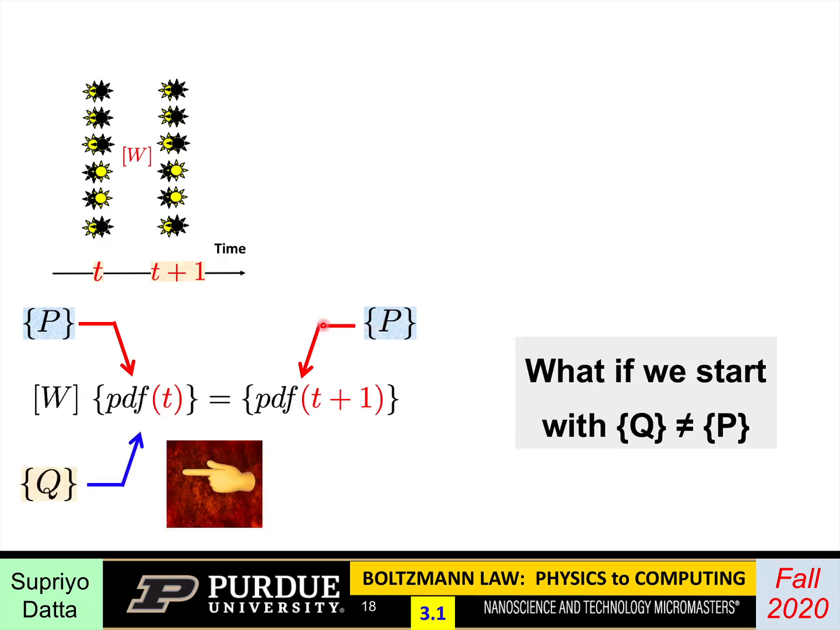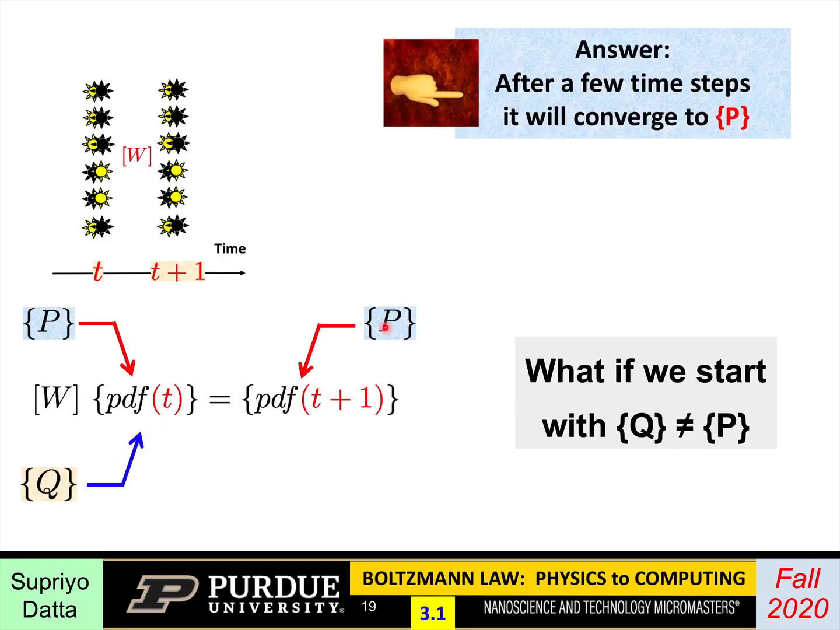Now what if initially at time t, the distribution was something else? I'll call that Q. It's not equal to P, something else. Well, the answer is that after a few time steps, and we'll talk about how many, the probability distribution function will converge to P. So we started out with something different, but what will happen is it will become P.